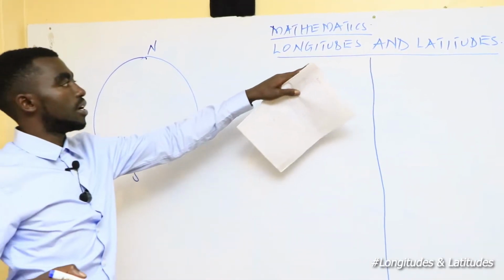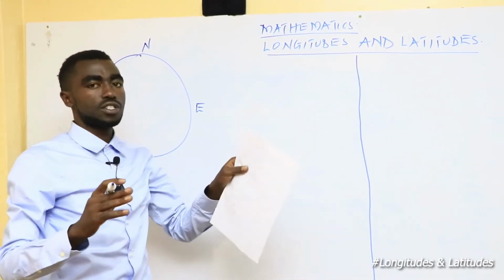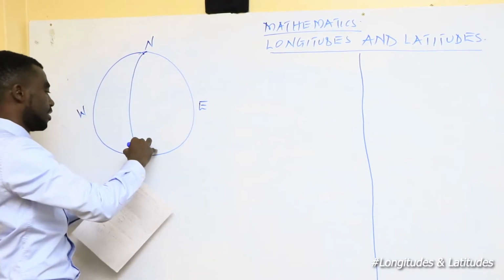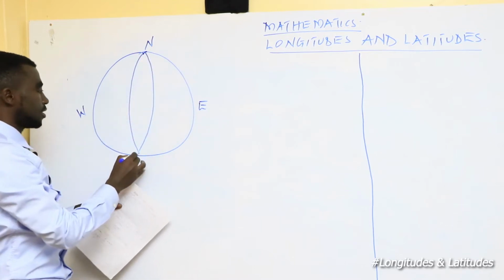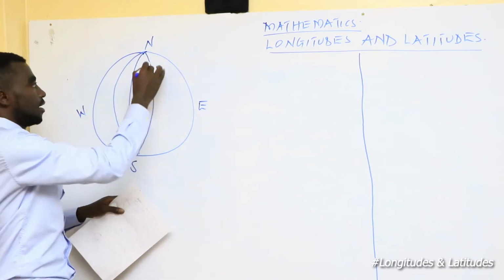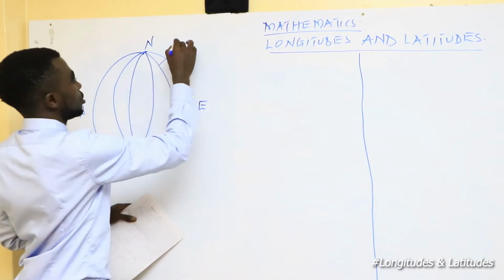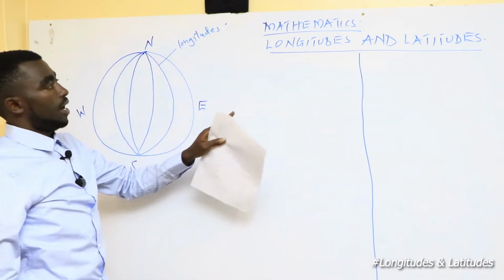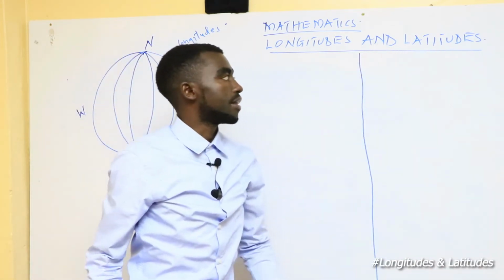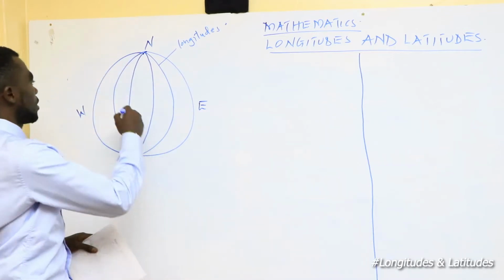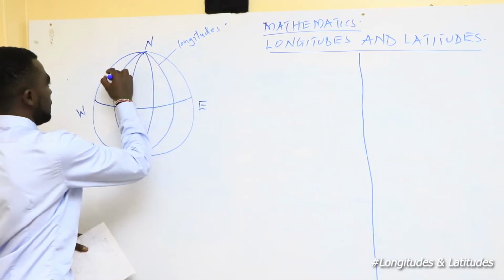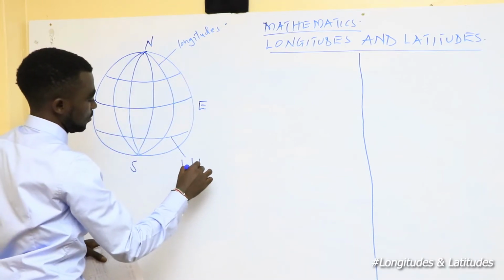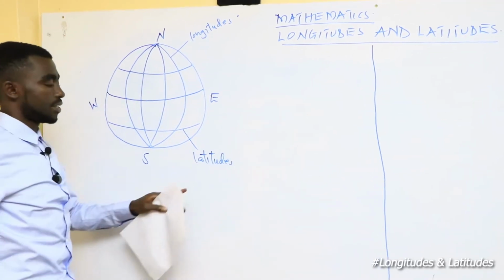So when you talk of the longitudes, we say they are the lines which run from the north to the south in the sphere. So we have the lines which run this way, from northern to the southern. This is what we call the longitudes. And again, we have the latitudes. The latitudes are the lines which run from the west to the east, this way along the sphere. That's what we call the latitudes.